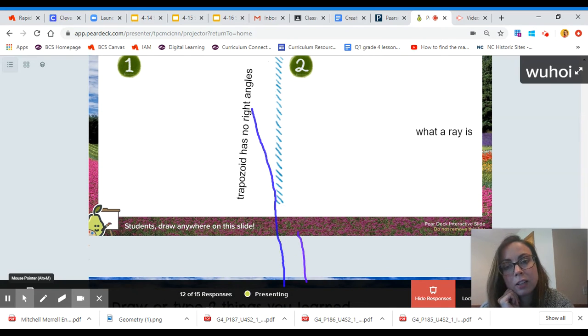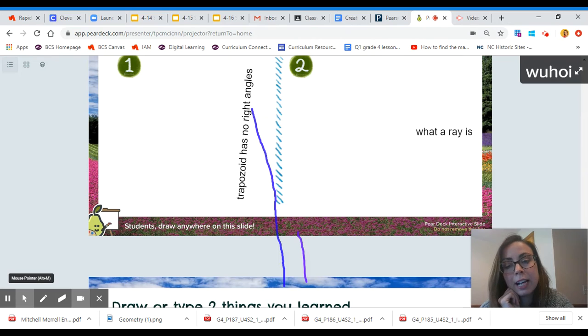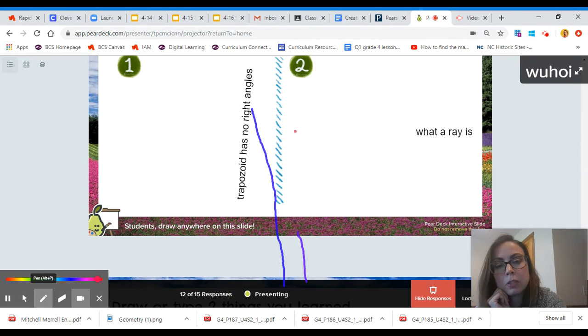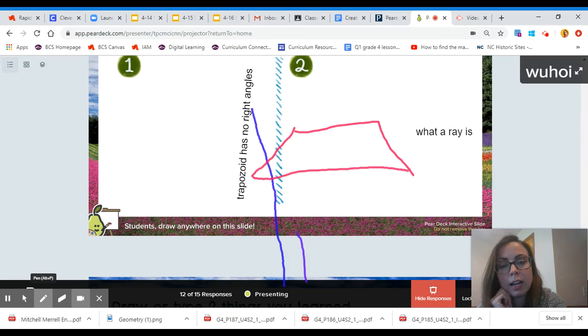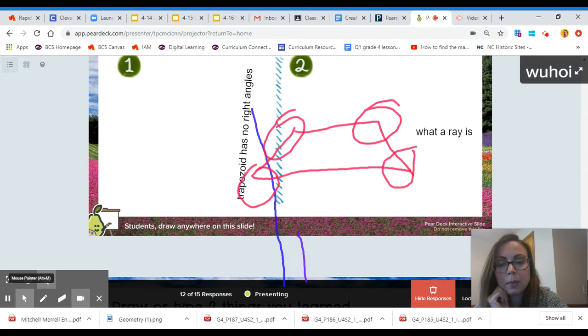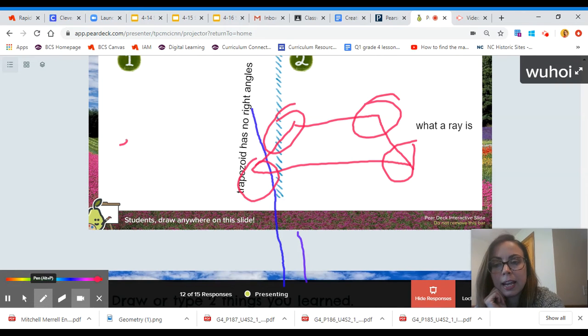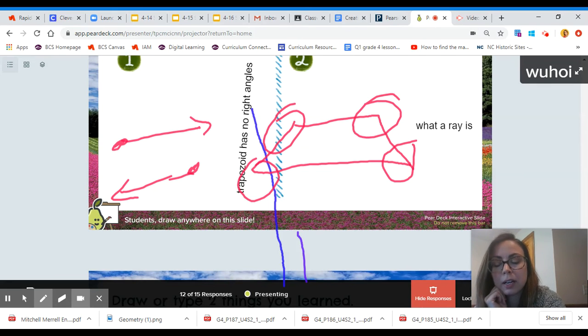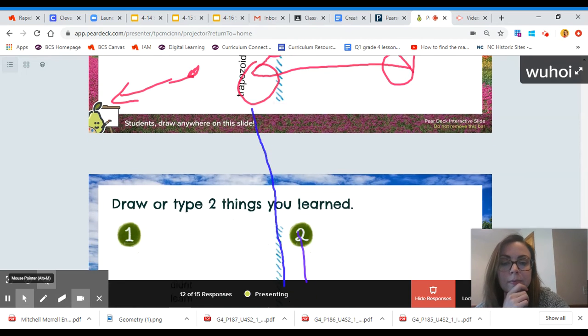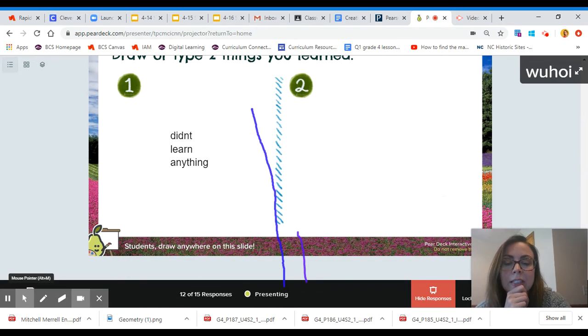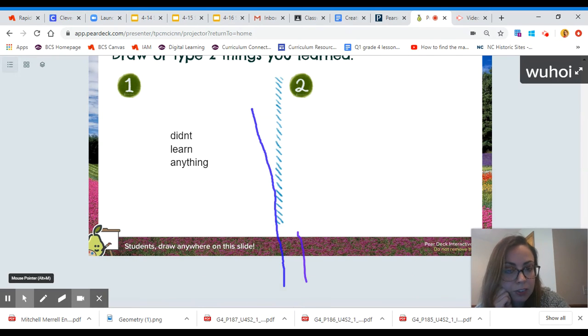Trapezoid has no right angles. Now, there are different types of trapezoids, but the trapezoid that looks like this one does not have right angles. Acute, obtuse, obtuse, acute. What a ray is. Yeah, so we recovered some of that vocabulary today. And remembering that a ray has an endpoint and goes forever in one direction only, whereas a line goes forever in both directions, and a line segment ends on both sides. Didn't learn anything. That was another person who had a great base in geometry. So we're going to be sending out some challenging things for those students.